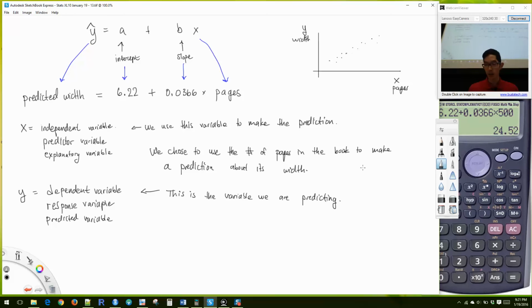Different people can look at the same data and choose to assign the x and y differently, but that's going to change the resulting equation. However, whatever you have decided, you have to stick with that and use it for the interpretations.